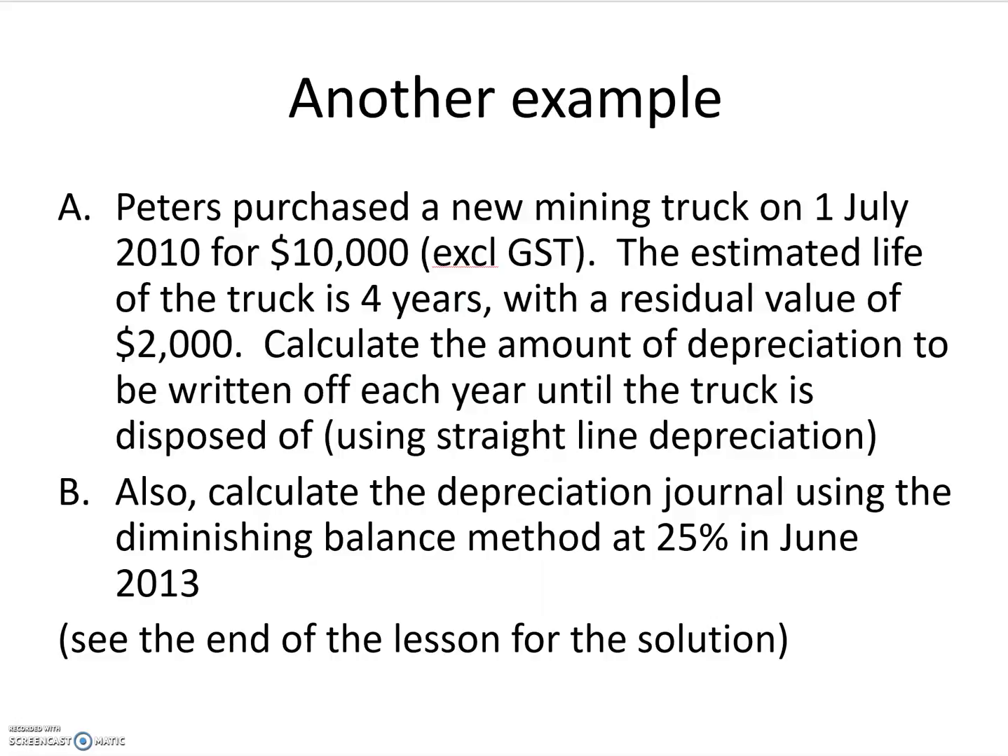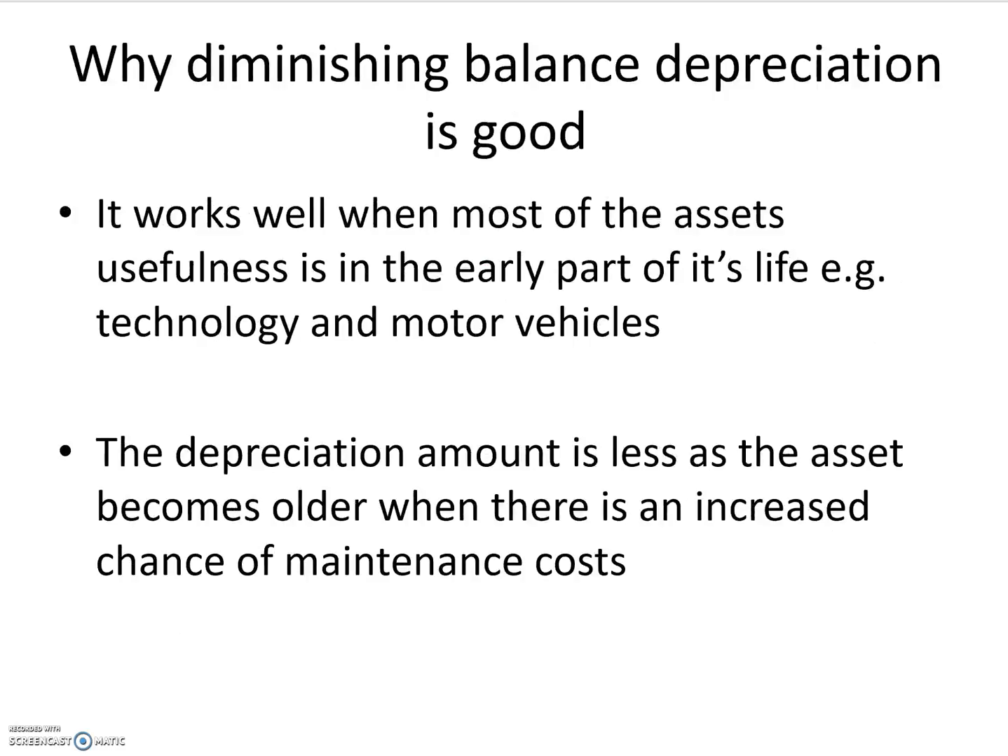Okay, here's another example. Peter's purchased a new mining truck on 1st of July 2010 for $10,000 excluding GST, so we don't need to do anything about that. The estimated life of the truck is 4 years with a residual value of $2,000. Calculate the amount of depreciation to be written off each year until the truck is disposed of. And that's using straight line depreciation, so residual value is going to come into play. And calculate the depreciation journal using diminishing balance and see the difference. So I want you to have a go at that yourself. And the solution is at the end of the lesson, so you can do that as well.